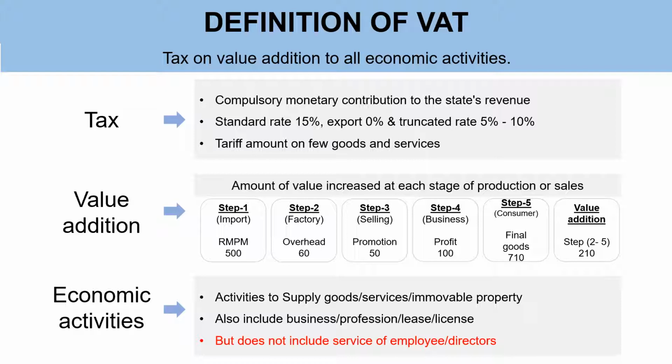If you see the example from step 1 to step 5, we see with the raw material and packaging material, we are adding overhead, promotion, and profit to sell the final goods to the consumer. As a result, 500 taka raw material and packaging material has been finally sold to consumer as finished goods at 710 taka. So the net value addition is 210 taka.